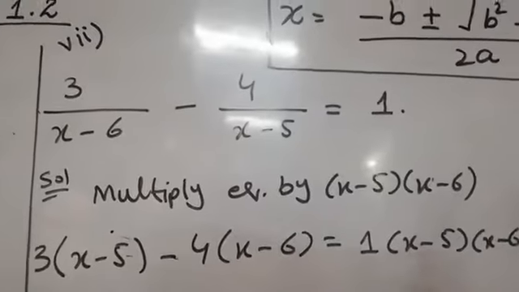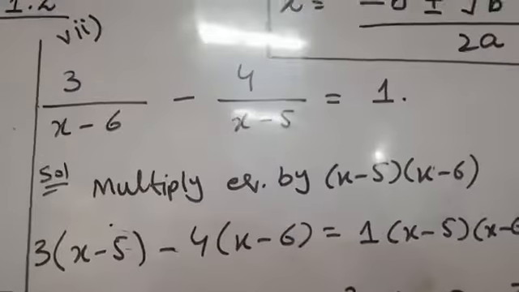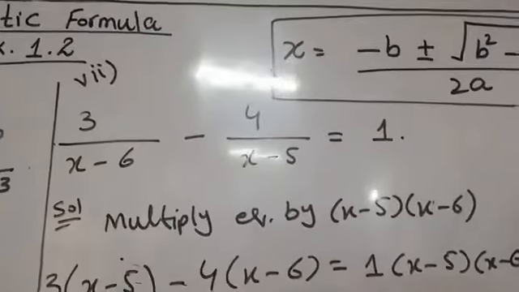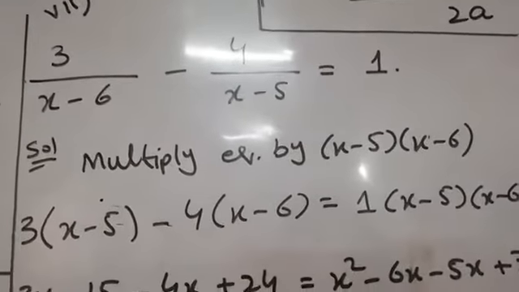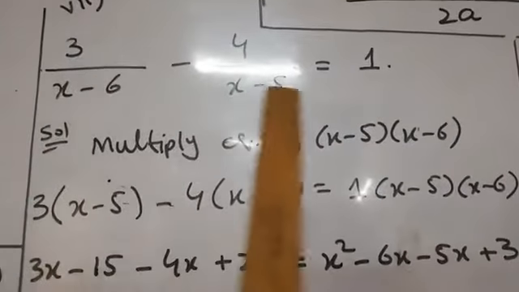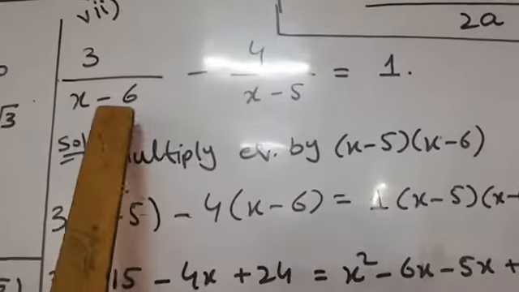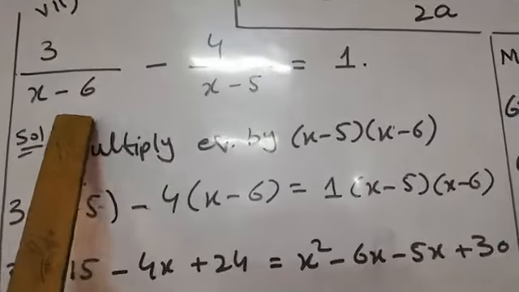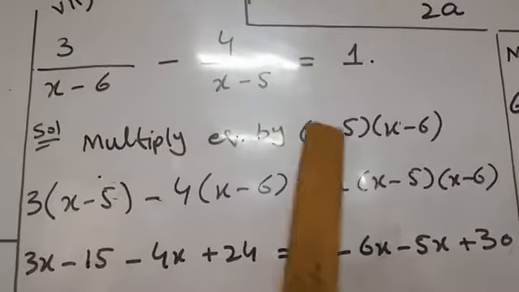Dear students, you can observe that this question is given in fraction form. As we have discussed in exercise 1.1, by using that method we will multiply the equation with all the denominators. There are two denominators, x minus 5 and x minus 6. So we will multiply each and every term by these denominators.